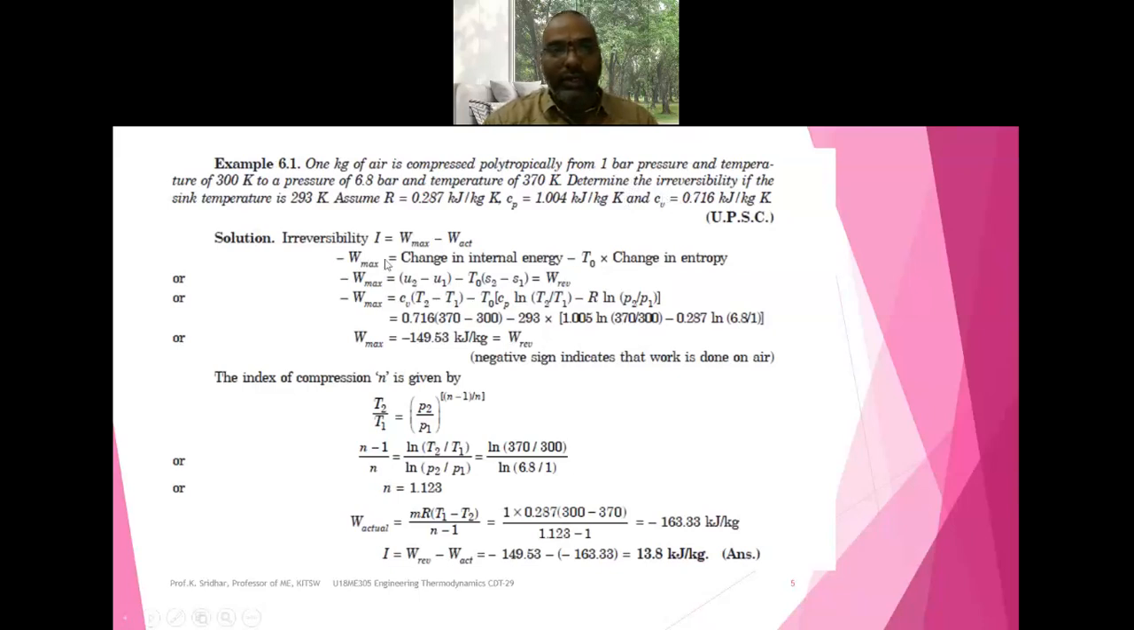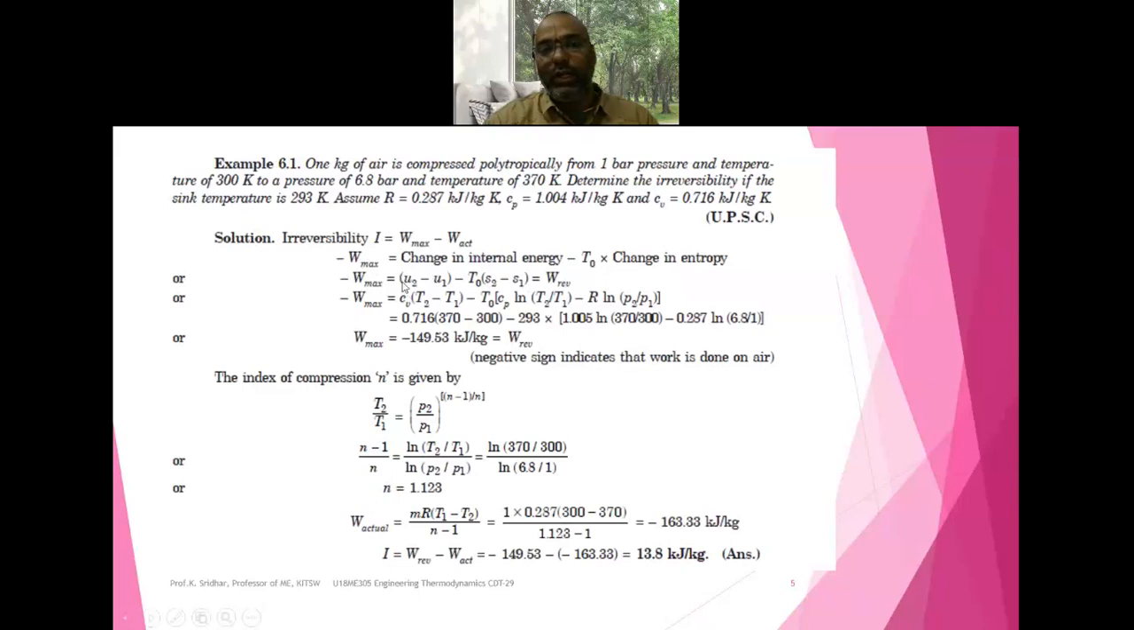We studied that irreversibility is nothing but the difference between the maximum work and the actual work. So first of all, let us find the maximum work which can be produced from this particular process. How can we find the maximum work? Here the maximum work is the change in internal energy minus T naught into the change in entropy. That is, the reversible work is U2 minus U1 minus T naught into S2 minus S1.